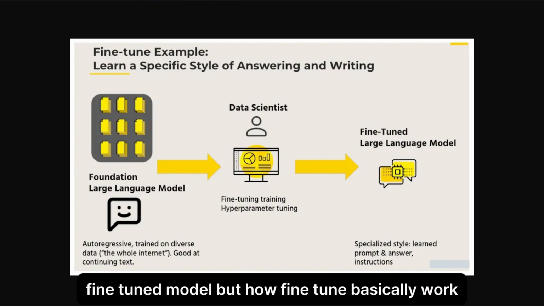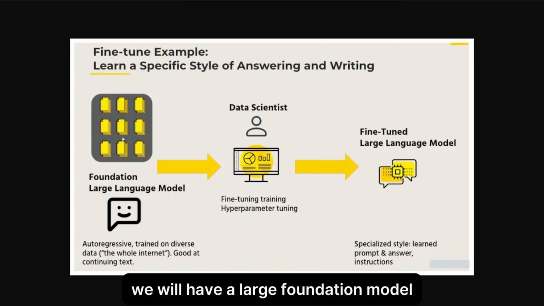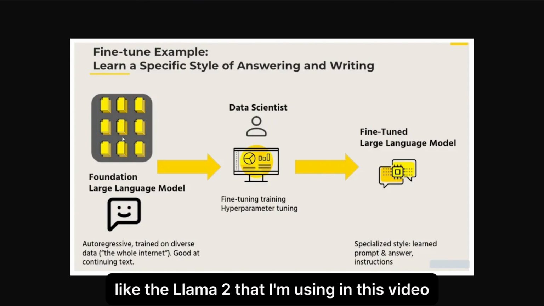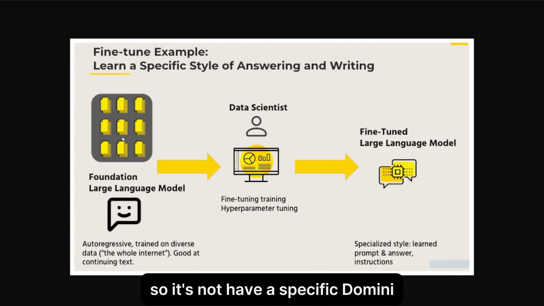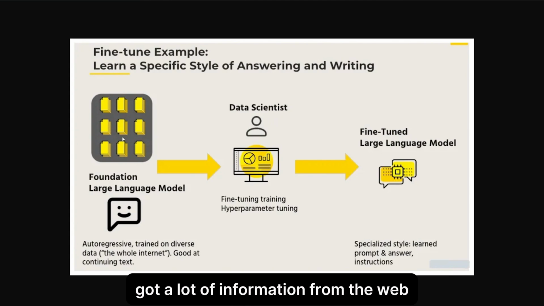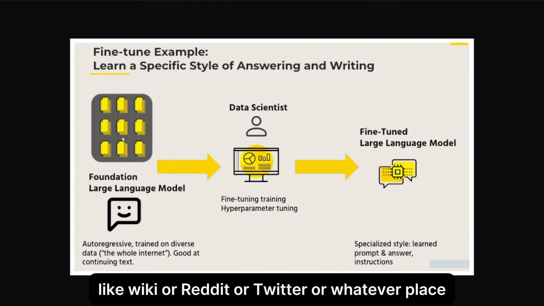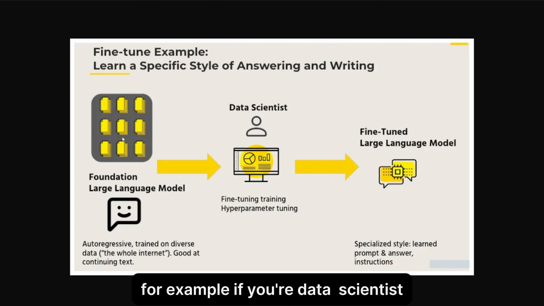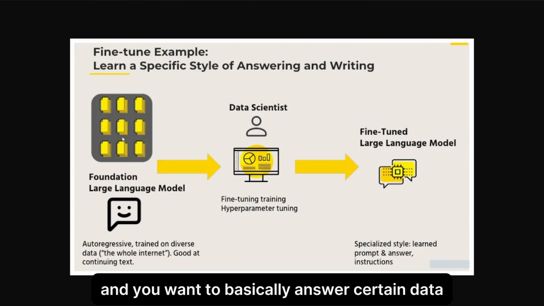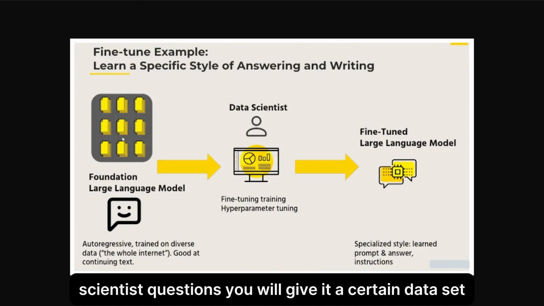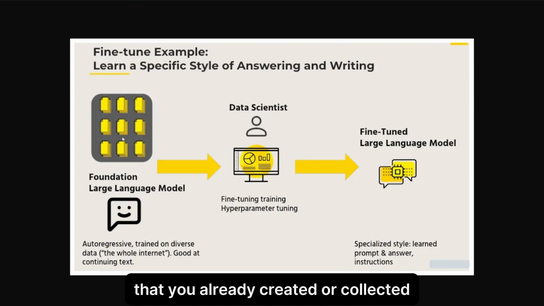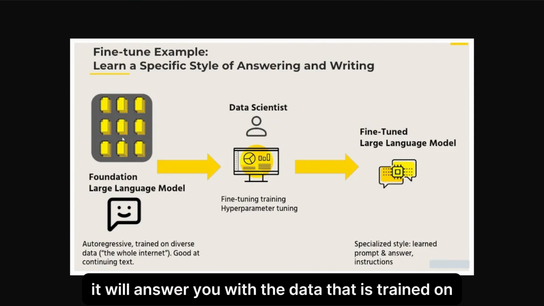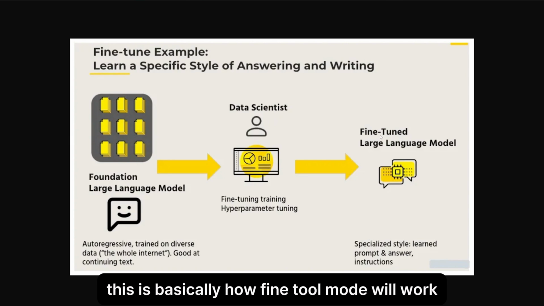But how does fine-tuning basically work? We have a large foundation model like the LLaMA 2 that I'm using in this video. It's already trained on general-purpose data, so it doesn't have a specific domain. It got a lot of information from the web, like Wiki or Reddit or Twitter or whatever place. And we take it and we train it on a certain domain. For example, if you're a data scientist and you want it to answer certain data science questions, you give it a data set that you already created or collected. And when it gets asked a question, it will answer you with the data that it is trained on. This is basically how a fine-tuned model works.